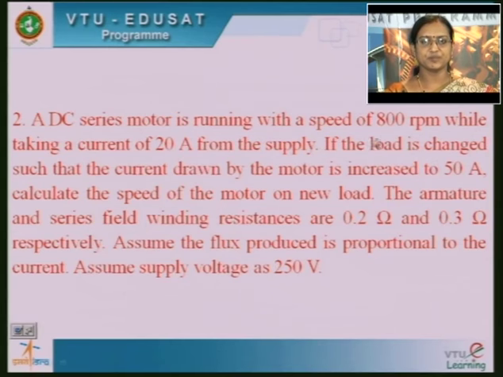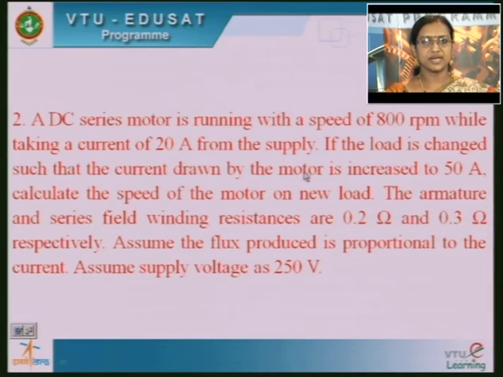It is running with a speed of 800 RPM while taking a current of 20 ampere from the supply. If the load is changed such that the current drawn by the motor is increased to 50 ampere. In the last class, when I was explaining the characteristic of DC series motor, I told you that when the load increases, the speed decreases, and vice versa, because speed is inversely proportional to load.